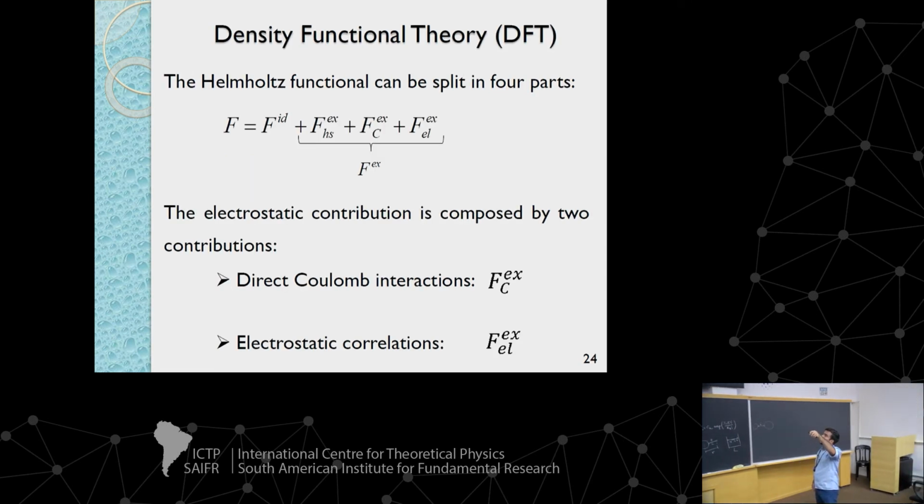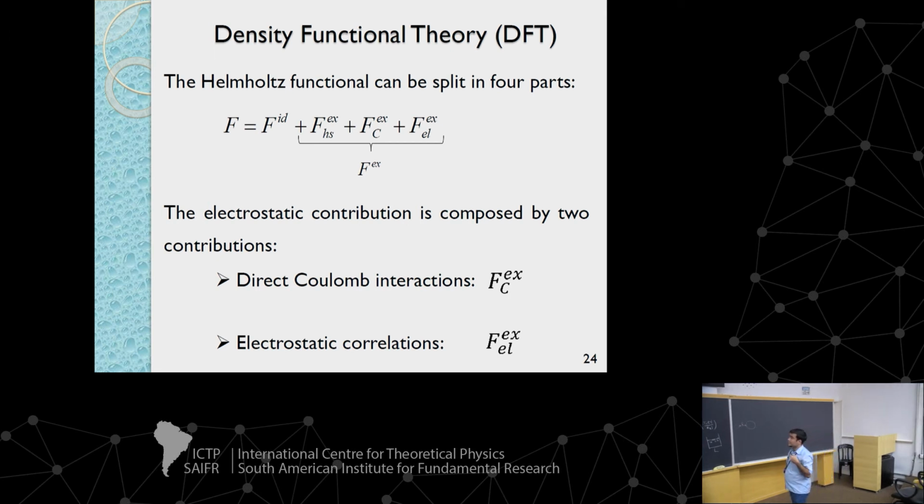So when we talk about the Helmholtz functional, we can separate it into different contributions. So we have the ideal contribution and also many different excess contributions. And here we separate, for example, the hard sphere contribution, the direct Coulomb contribution, and the electrostatic correlation contribution. And the electrostatic contribution is composed of two contributions, the direct Coulomb contribution and the electrostatic correlations. Okay, so that's why we separated these two.